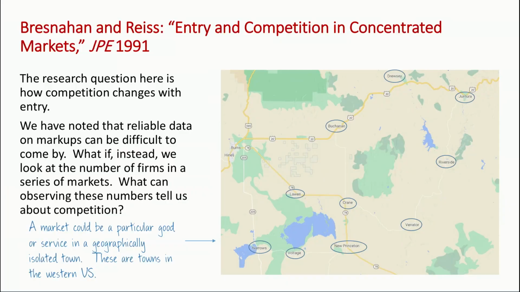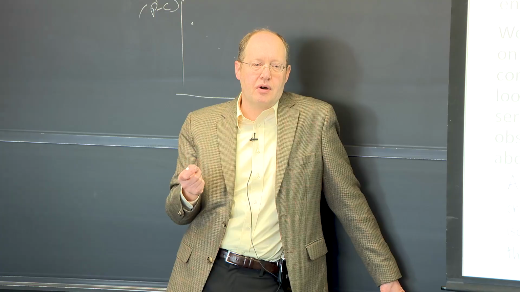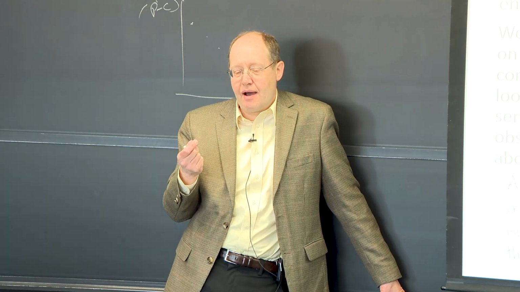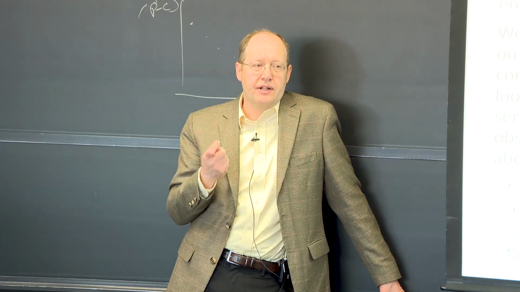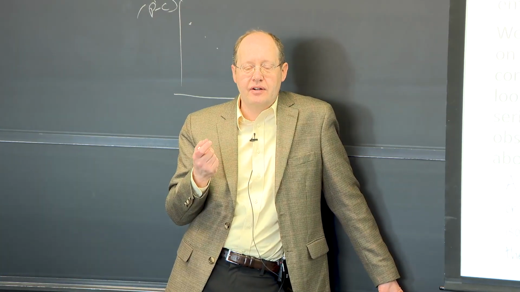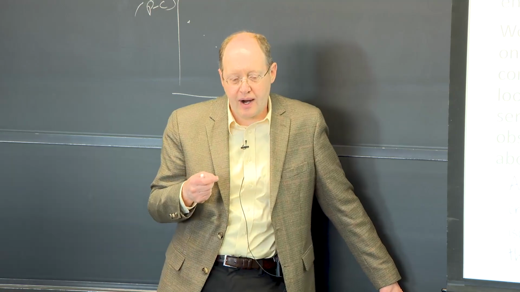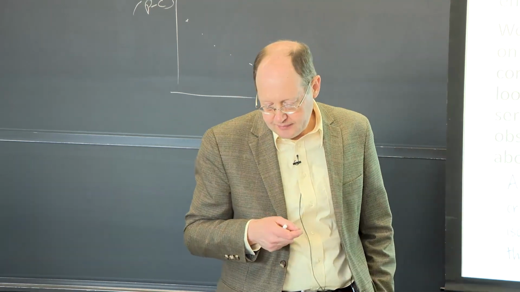Bresnahan and Reiss are starting from this classic NEIO approach of thinking that it's very hard to estimate profits because it's very hard to estimate costs. In many businesses, there are lots of intangible costs, and you can't just rely on accounting data to get that. So we want to use something that's readily observable. And the idea is that entry is very clearly observable, whereas the fixed costs of firms are not.